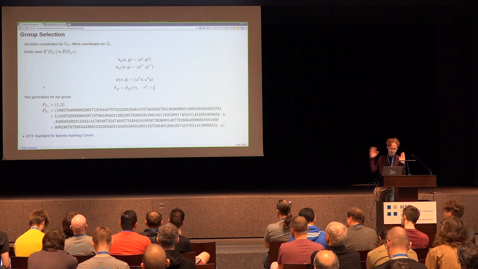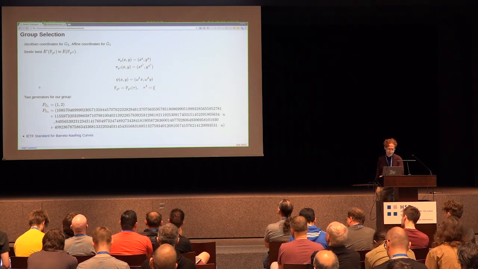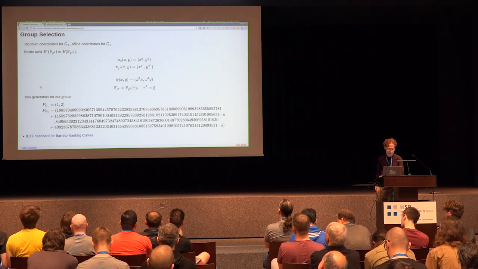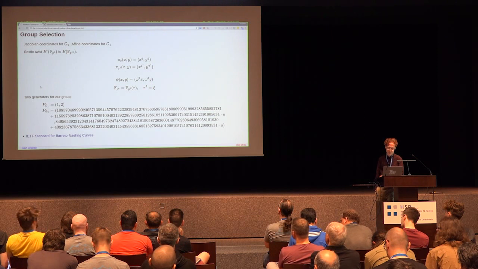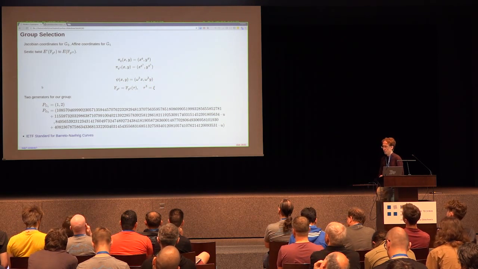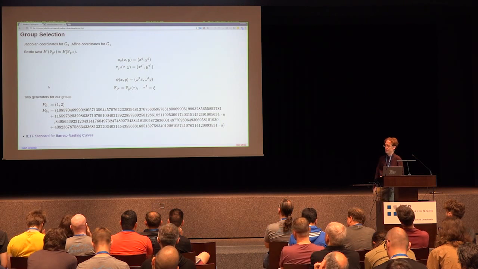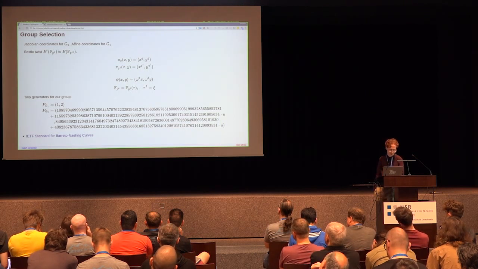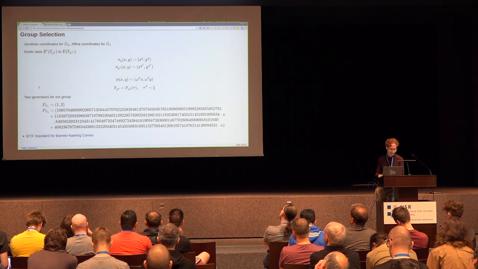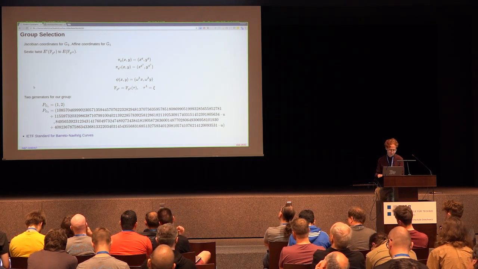And then we have this group selection. The two generators for this Barreto-Naehrig group that we're going to be using are these two generators. And there's also a set of mappings for going from points in the base field, FQ, all the way up from FQ2 to FQ6 to FQ12, by what are called sextic twist mappings. Read the paper if you're interested in those.